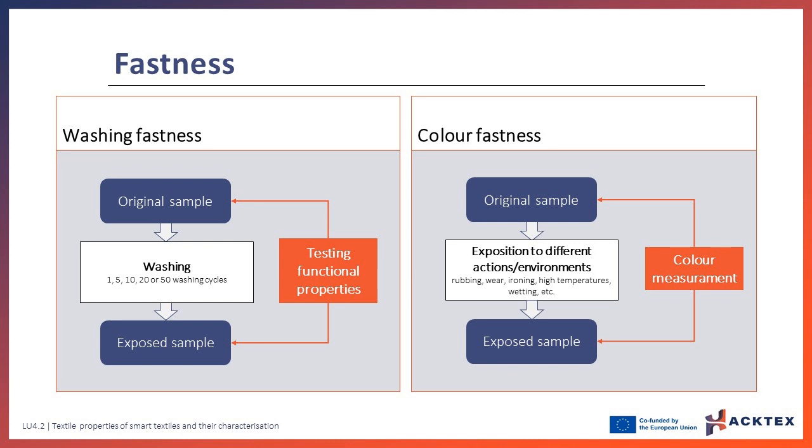For each smart textile, depending on the application, different color fastness have to be selected and tested under the corresponding standard. If you want to learn more about how to test haptic-related properties, you can find extra information in the readings of this lesson.